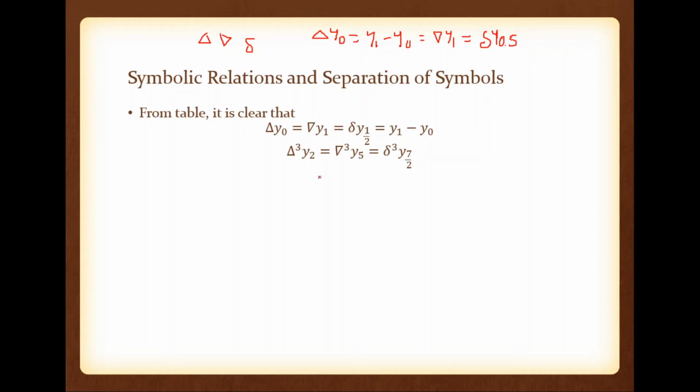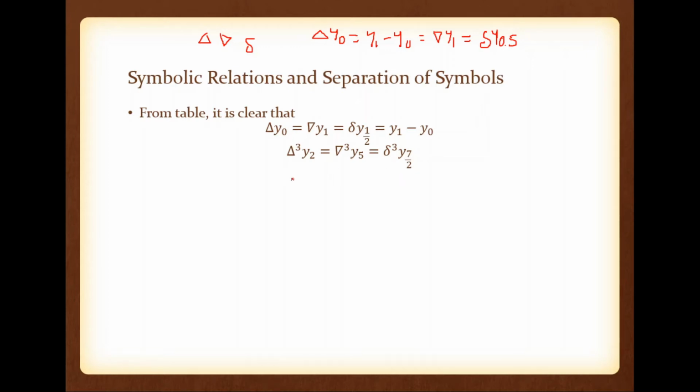Now what about central difference? Again replace this delta with theta. So theta cube. Now instead of 2, this is 3, right? So add half of 3 to this 2. So half of 3 is what? 1.5. So 2 plus 1.5 is what? 3.5. 3.5 means 7 by 2. So theta cube y 7 by 2.